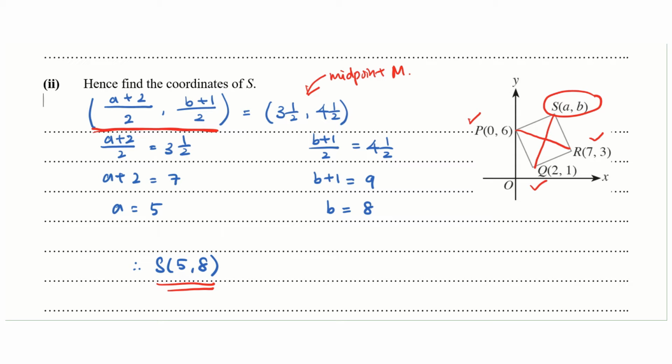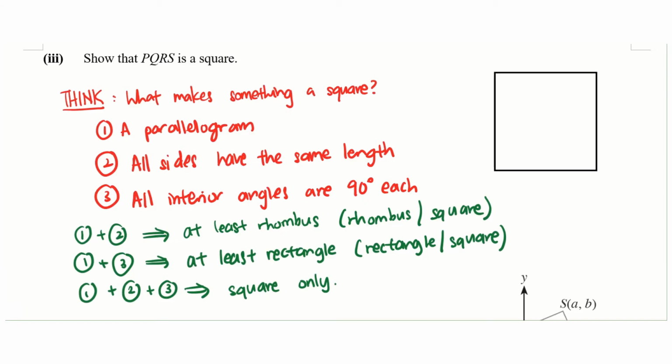Okay, so actually using the midpoint formula and creating an equation out of it really simplifies the process for all of us. Now in part 3, we want to show that PQRS is a square. Before we talk about how to answer this question, we need to think about what actually makes something a square. What are the different properties that must hold in order to say that yes, that four-sided figure is going to be a square?